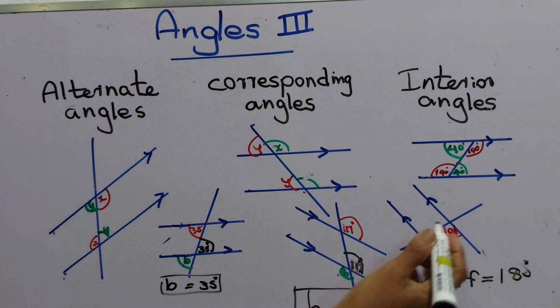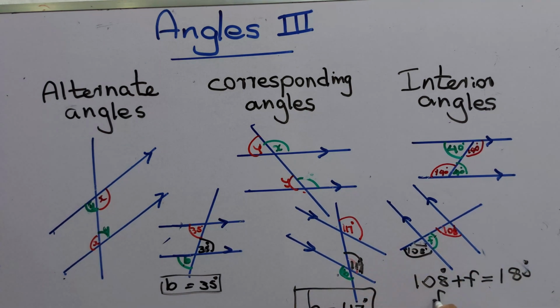Then how are we going to find angle F? Angle F equals 180 degrees subtract 108 degrees. What is the value here? 0, we borrow 1, then 2, here 7. This is the value of angle F. We found this.